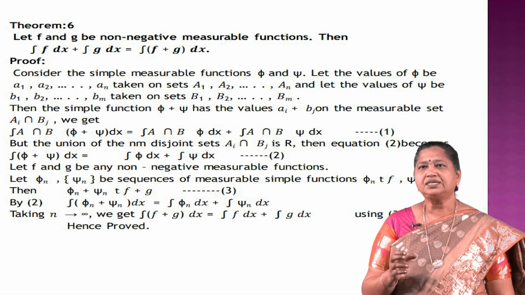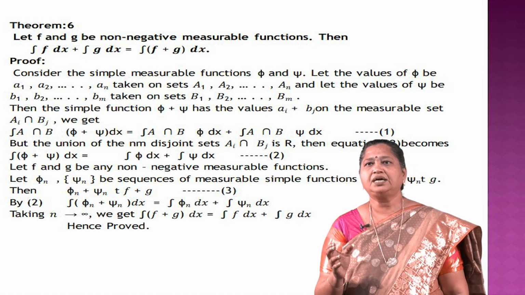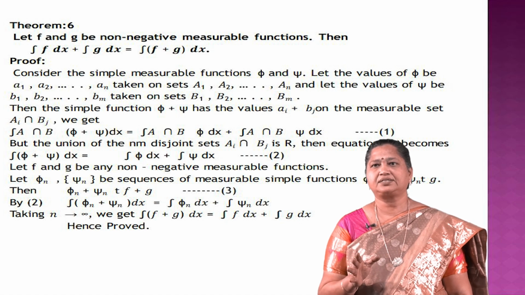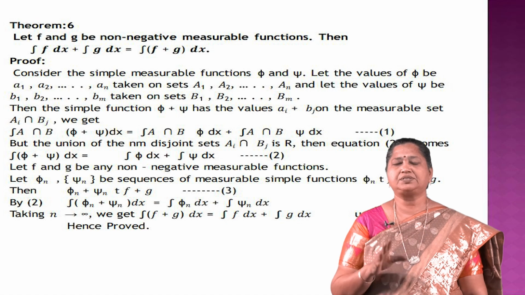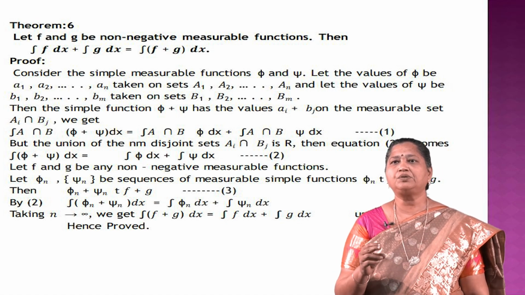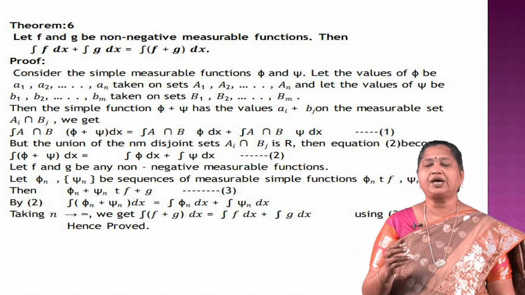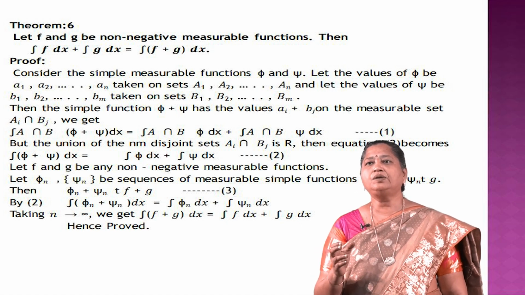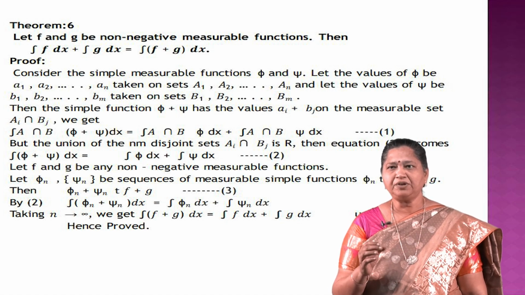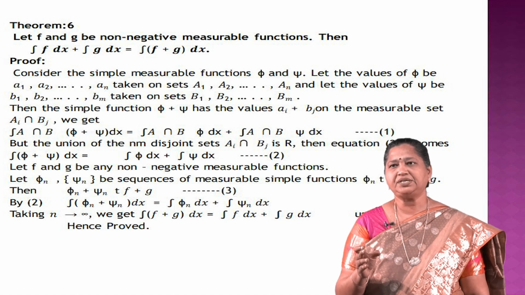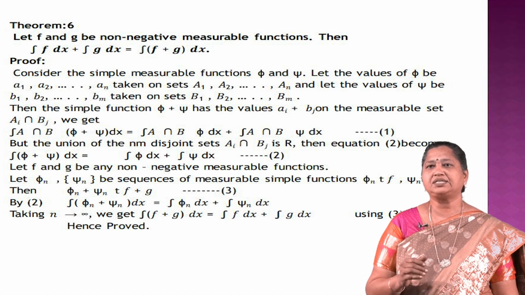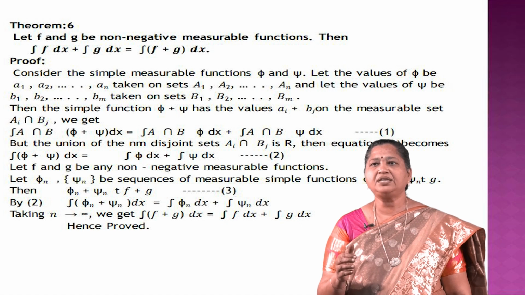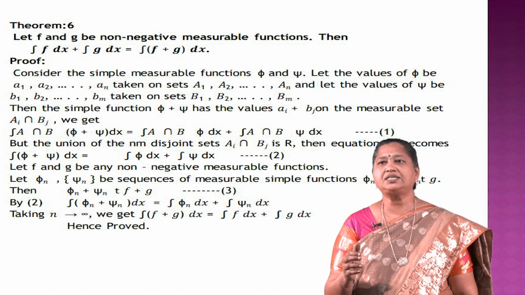The next, Theorem 6: let f and g be non-negative measurable functions, then prove that the integral of f dx plus the integral of g dx equals the integral of f plus g dx. For this proof we will take the simple functions phi and psi. Let the values of phi be a1, a2 and so on an, taken on the sets A1, A2 and so on An. And also the values of psi be b1, b2 and so on bm, taken on the sets B1, B2 and so on Bm. Then the simple function phi plus psi has the values ai plus bj on the measurable sets Ai intersection Bj. We get the integral over Ai intersection Bj of phi plus psi dx equal to the integral over Ai intersection Bj of phi dx plus the integral over Ai intersection Bj of psi dx.